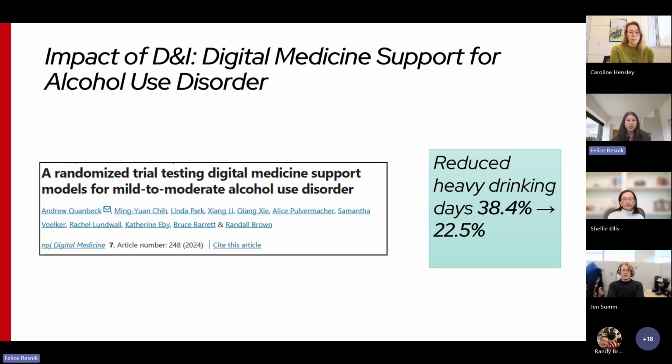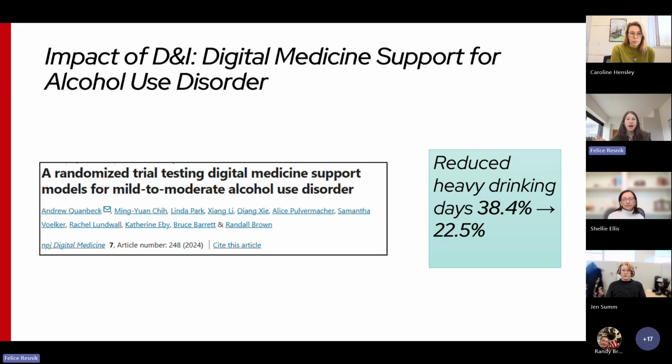So one particular one that shows how it works was this impact of a digital medicine support for alcohol use disorder. And Andy is a wonderful expert in D&I science, and I encourage you to work with us, but also consult with Andy because he's just a wealth of information related to how to integrate implementation science into your work and research and how to optimize its use.